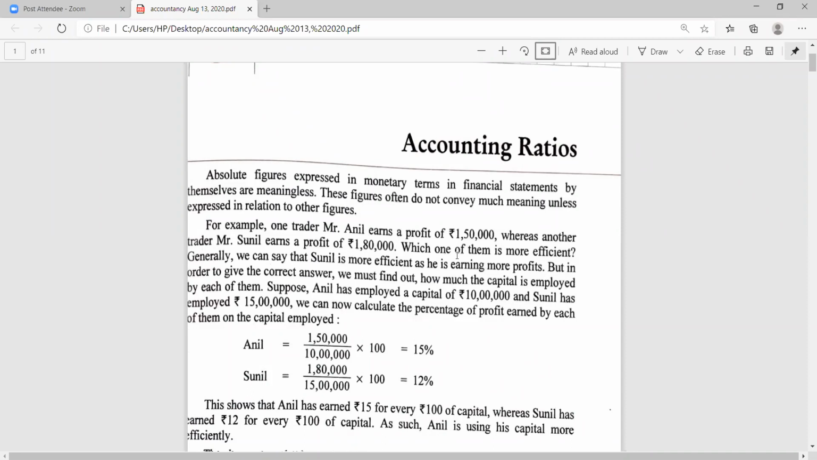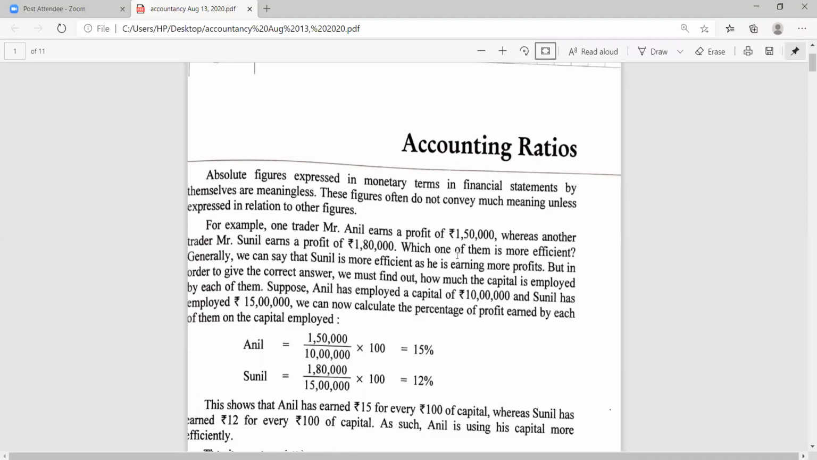But if you want to analyze which one is more efficient, suppose you get the percentage. Like Anil has employed the capital of 10 lakh, while Sunil has capital employed of 15 lakh. We will calculate their percentage profit as per their capital employed. As Anil is earning 1,50,000 by investing the capital of rupees 10 lakh, it means he is earning a rate of return of 15%. On the other hand, Sunil is earning a profit of rupees 1,80,000 for capital investment of 15 lakh. So he is earning 12% for the profit.